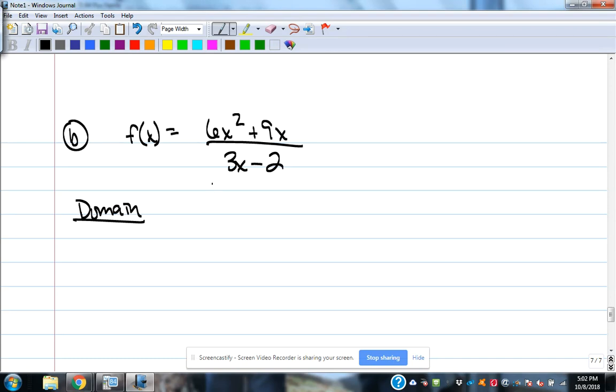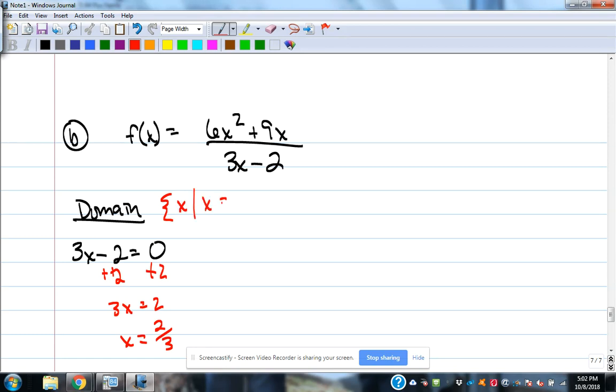So let's find the domain first. Before we do anything else, we're going to take that denominator, set it equal to 0, and there's no factoring that can be done on this one, which is beautiful. So you just add 2, 3x equals 2, x equals 2/3. So our restriction on the domain is x cannot equal 2/3. That's what we know about our domain. I know the bottom part didn't factor. Does the top part factor?